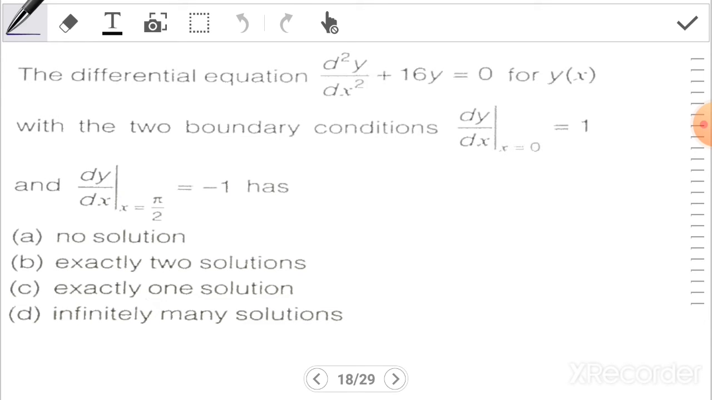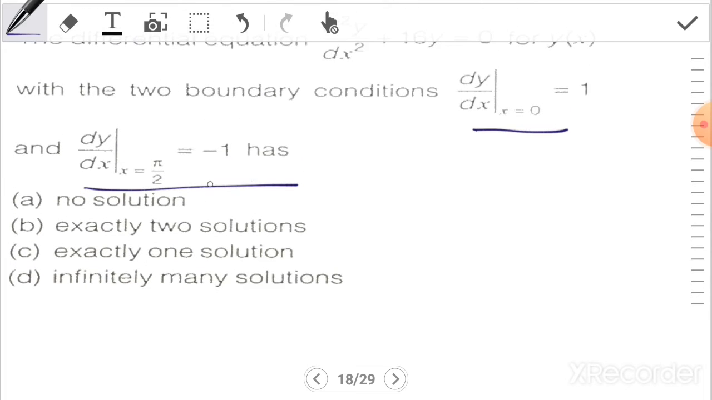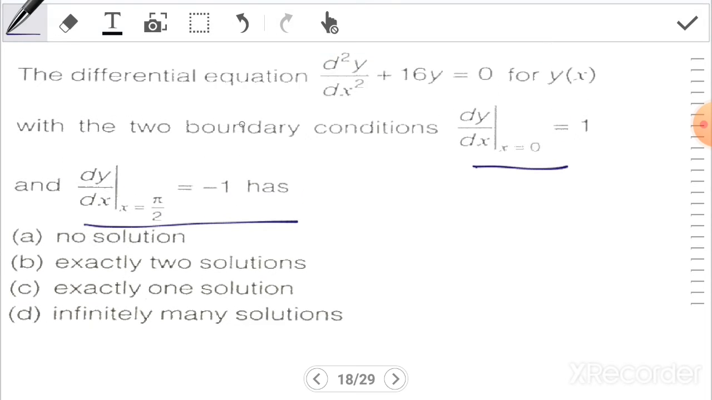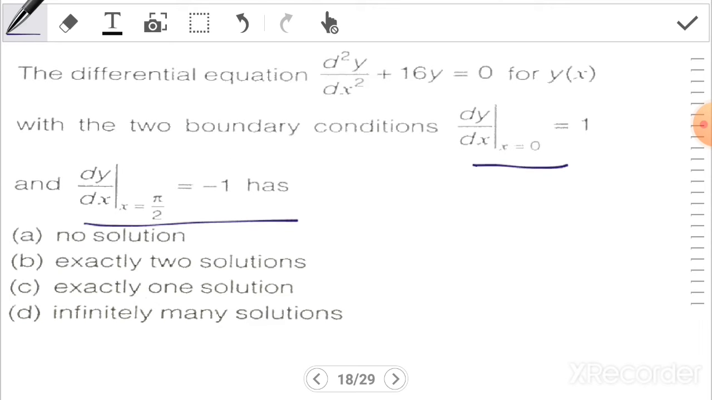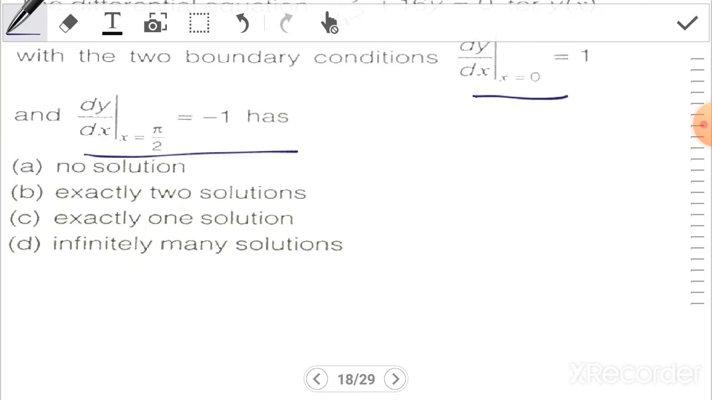The differential equation d²y/dx² + 16y = 0 for y(x) with the two boundary conditions. So that this y(x) has no solution, exactly two solutions, exactly one solution, or infinitely many solutions. So let us check this.